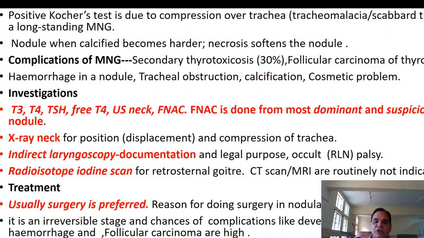X-ray neck, what will it show? It will show the trachea. Indirect laryngoscopy is very important pre-operatively for legal purposes, and to detect any occult recurrent laryngeal nerve palsy. Radioisotope scan for retrosternal goiter. This is a major condition. CT, MRI. The treatment, usually surgery, is preferred.